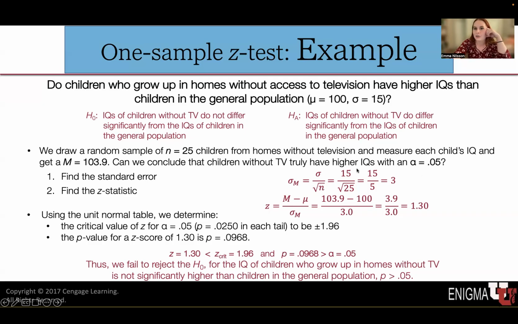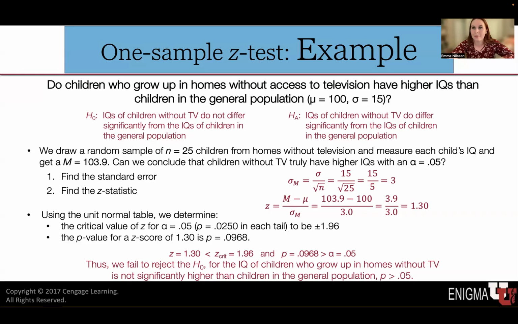In this situation, we said higher because it was here, but remember the alternative hypothesis just says different, with an alpha of 0.05. So we would find the standard error using our formula here. We would take the population standard deviation, plug it in, and the sample size of 25, plug it in. Our standard error is 3. We take that and we plug it into our z statistic. So we take our sample mean, our population mean, and our standard error, and we find that our z statistic is 1.3.